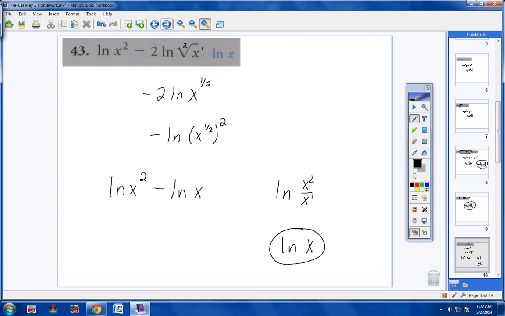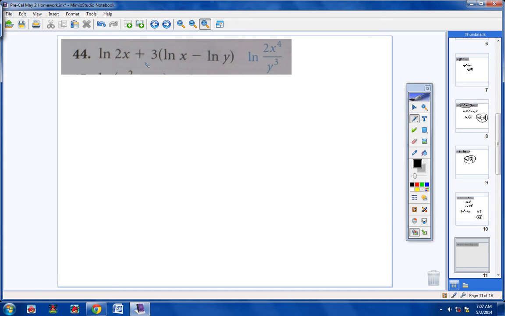Let's move on to number 44. Now notice I have a 3 right here that's being multiplied times both of these logarithms. So I'm going to take this 3 and multiply it through. So this parentheses is gone right here. I really have a 3 right here beside this natural log, and I also have a 3 right here. I hope that made sense. I just simply multiplied the 3 through the parentheses.